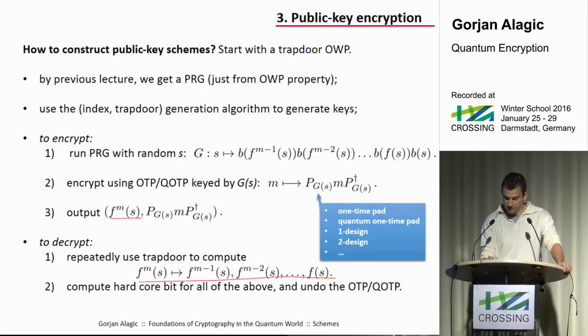Okay, so we can compute all of these here, and then the hardcore bit, which is efficiently computable, we can compute as well, and then that allows us to undo the one-time pad that was here. Okay. So that's at least sort of correctness.